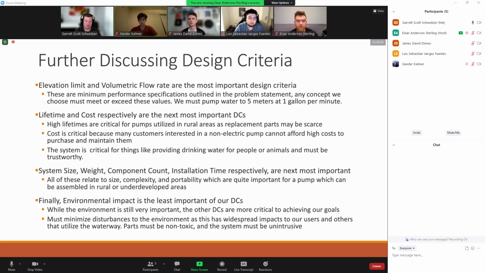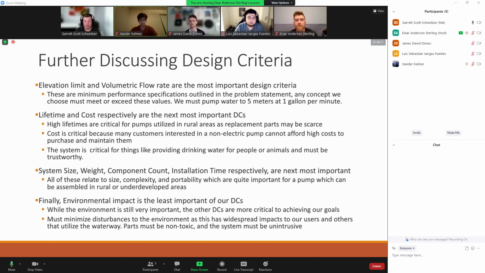The next most important are system size, weight, component count, and installation time. So these all relate to size, portability, and ease of installation and maintenance. The system should be intuitive and physically simple to install and maintain because we have people of all different backgrounds operating it, and we can't assume that any customer is going to be especially skilled in assembly or repair work. And the last most important DC is our environmental impact.